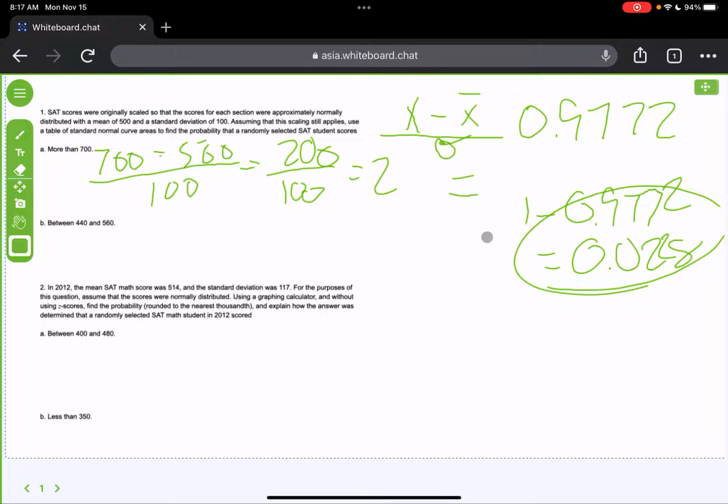Now, this says between 440 and 560. Now, if it was me, I would go ahead and start with the 560, because I know that's the number that I'm going to start with. And I'm going to subtract my probability of 440 from it. So, if I did that, let's see here, we would say 560 minus 500 over 100. And that is 60 over 100, which would be 0.6.